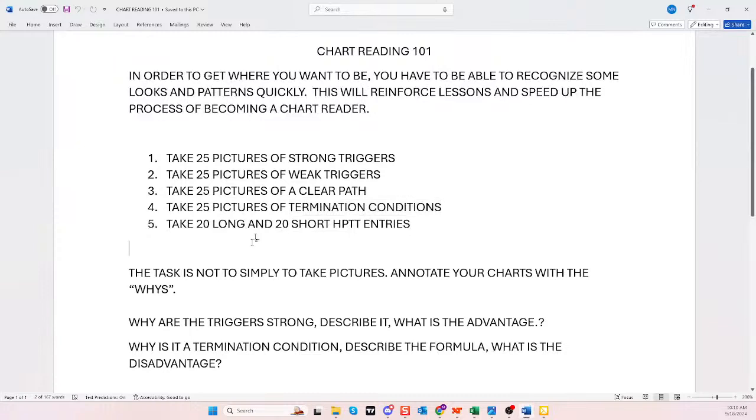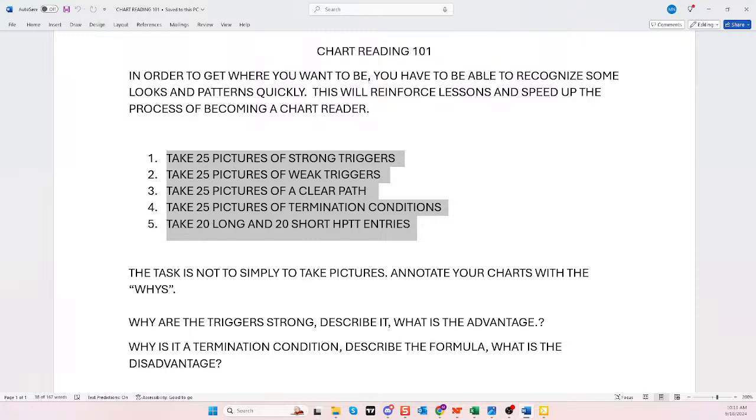So take those pictures, but don't just snap the photo. Annotate. Why is it strong triggers? Why is it a termination condition? What is the advantage it gives me? What's the disadvantage that's in play? What rule does it pertain to? And I promise you, if you go through this, if you do this exercise over the course of a week, don't try and do it all in a day.